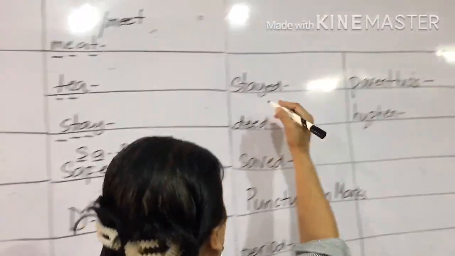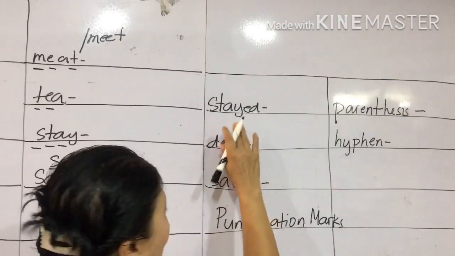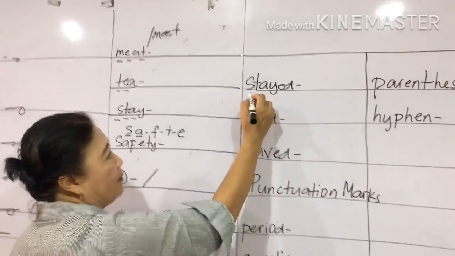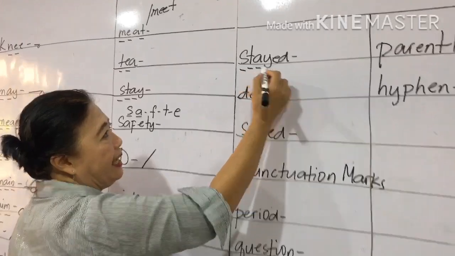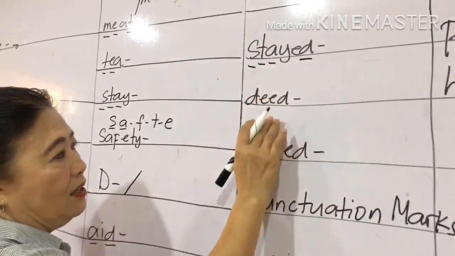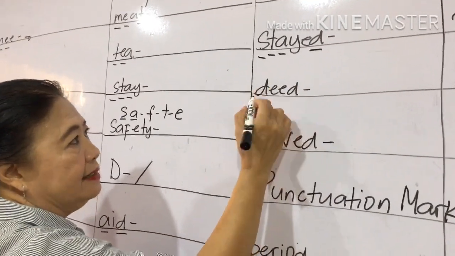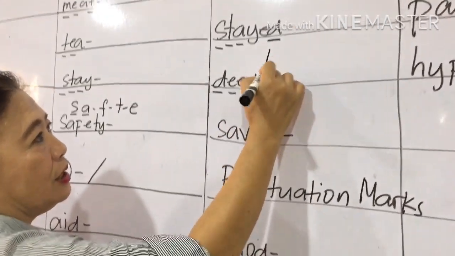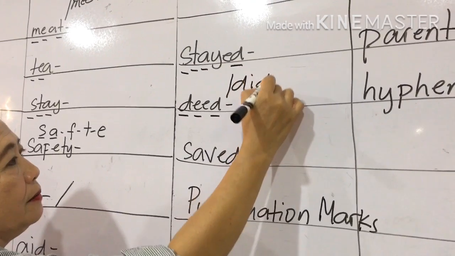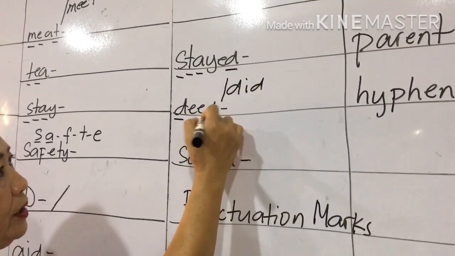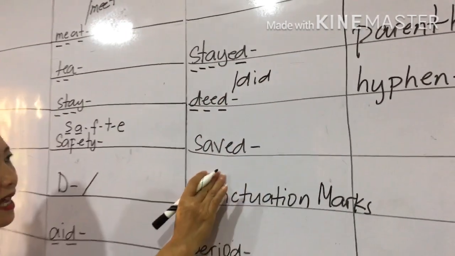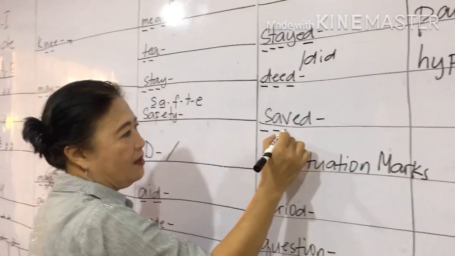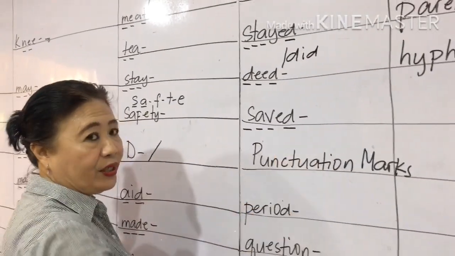Another example for letter D, we have the word stand. So we have S, T, A, N, D. For the word did, we have D, E, and D. It can also be the same stroke for did and deed. Then save, we have S, A, V, and D, letter D.